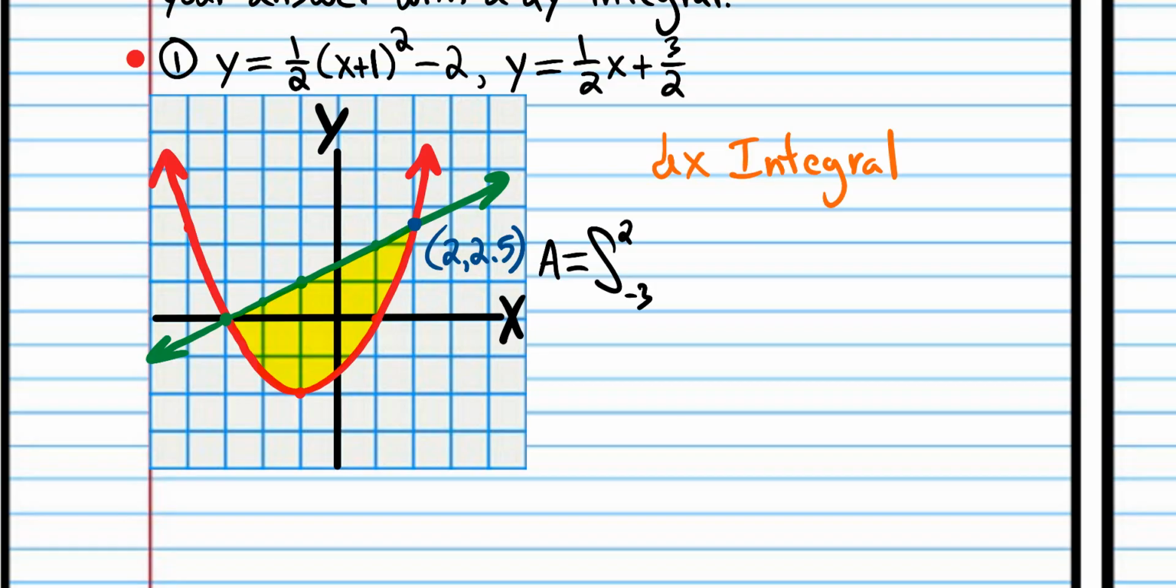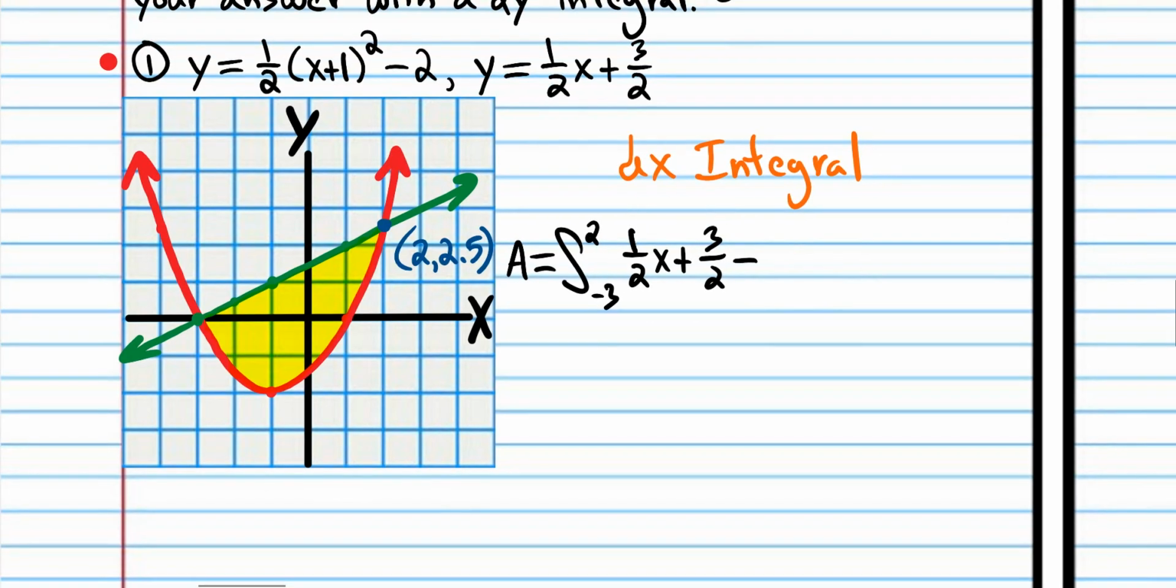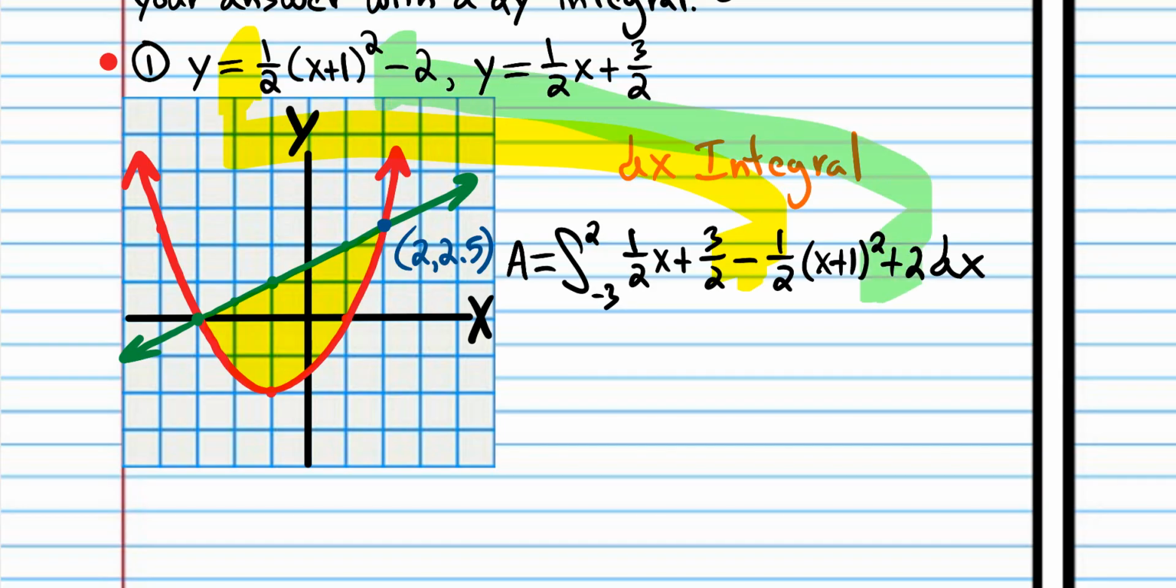And we're going to take the top y values, which are 1/2 x plus 3/2, and then we're going to subtract the bottom y values. So this is the green graph, and then we're going to subtract the red graph. And the red graph is 1/2 x plus 1 squared plus 2. I'm changing the signs. Do you see how I changed the signs? It's not positive, it's now negative. And it's not negative, it's now positive. That's because I subtracted it.